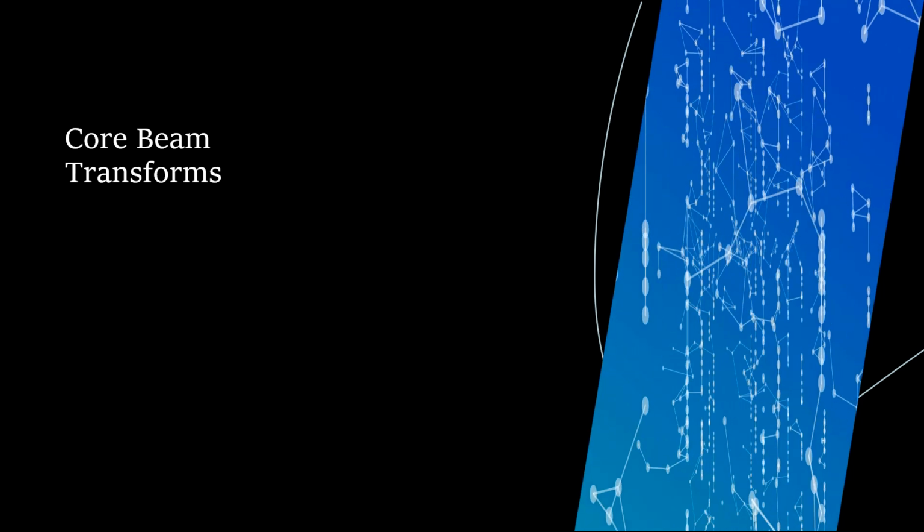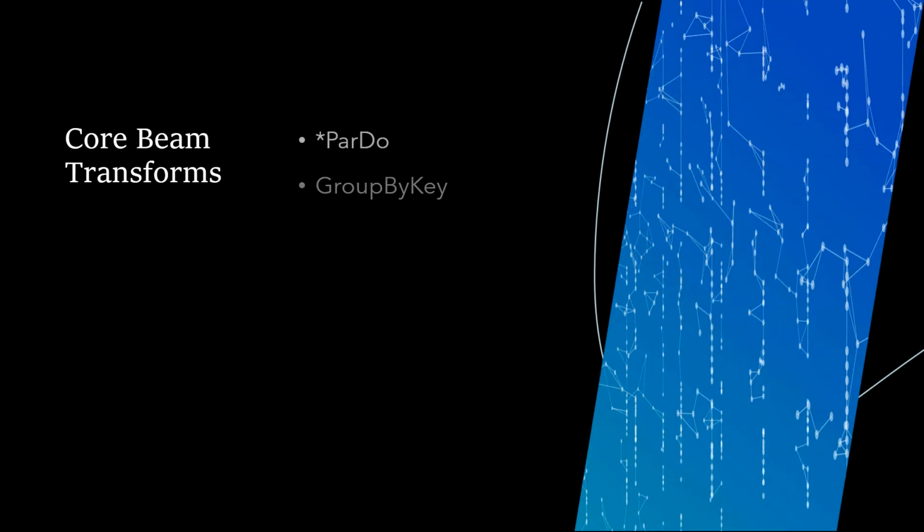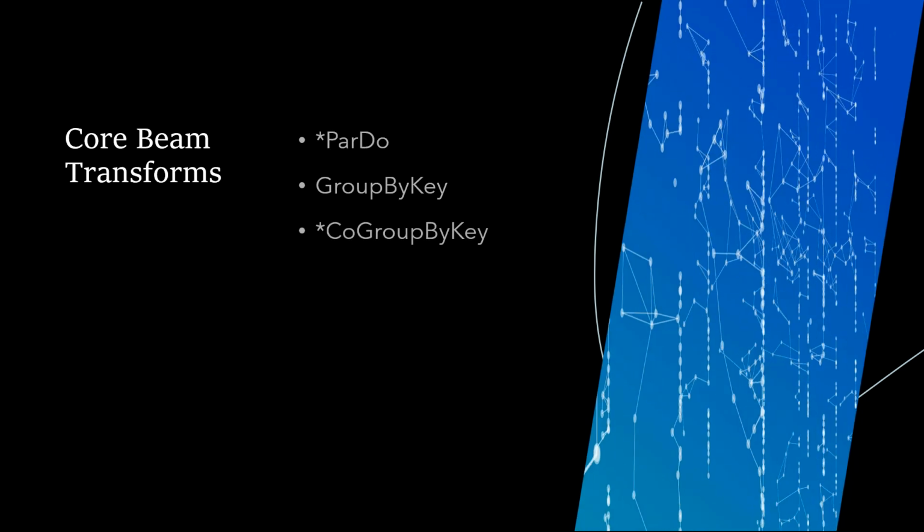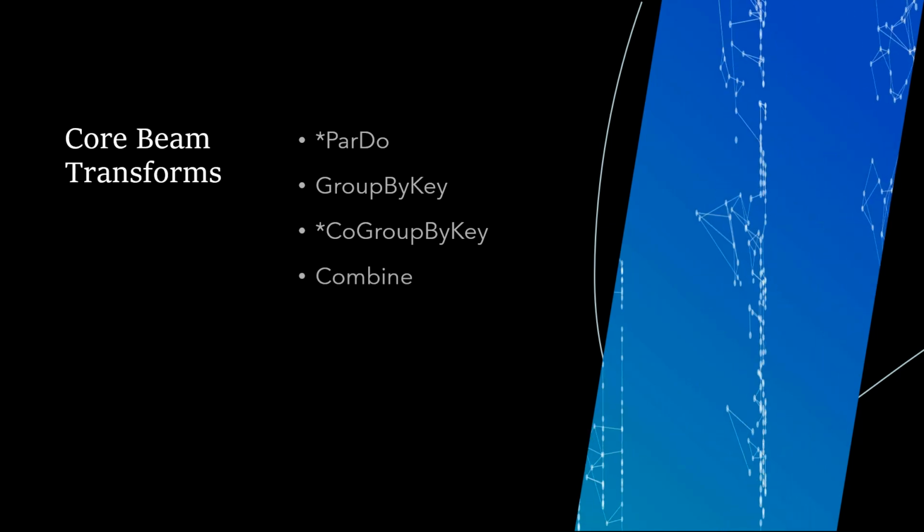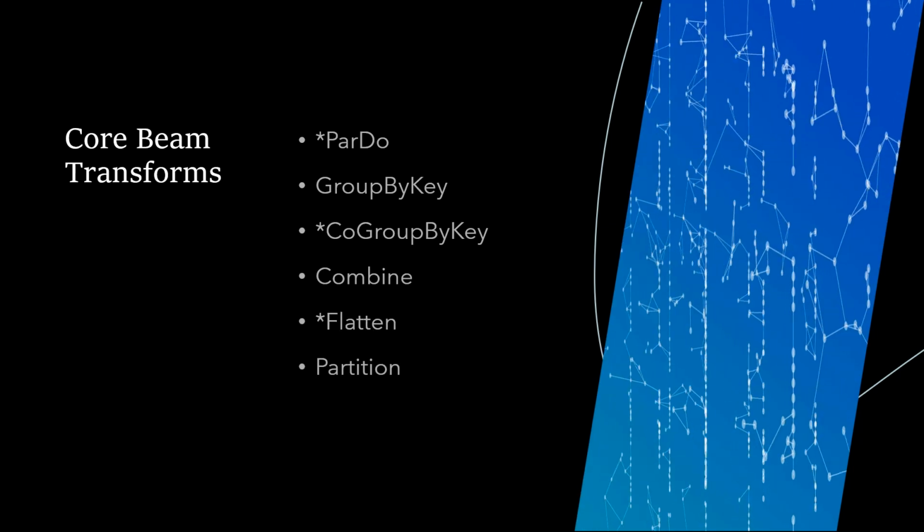Beam actually has close to 40 different transforms, and I'm not going to be getting into all of them. In this lesson, we will be covering Beam's core transforms, which are the ParDo, GroupByKey, CoGroupByKey, Combine, Flatten, and Partition.